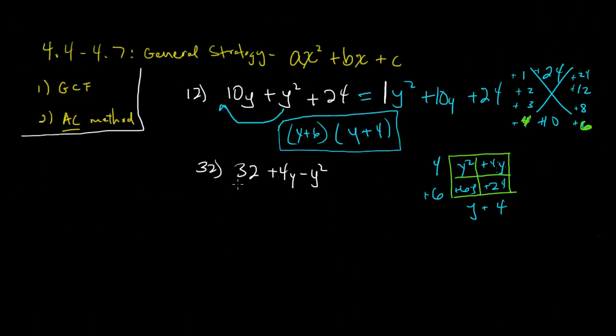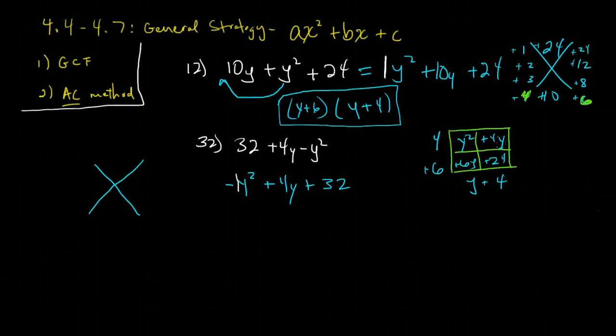I have 32 plus 4y minus y squared. Now I have a little work to do at the outset. I have to rearrange my terms so that they're in descending order. So that'll be a negative y squared plus a 4y, and then my 32 goes in at the end there. Now this looks a little bit more interesting because there's a negative in front. So now I don't just have a 1 out in front, I have a negative 1 that I'm going to multiply by 32. That's going to change my answer a little bit.